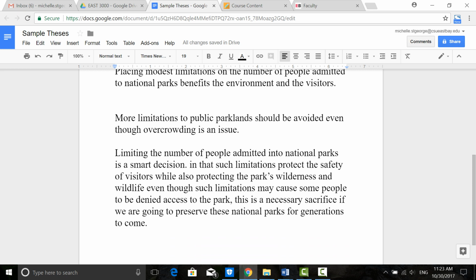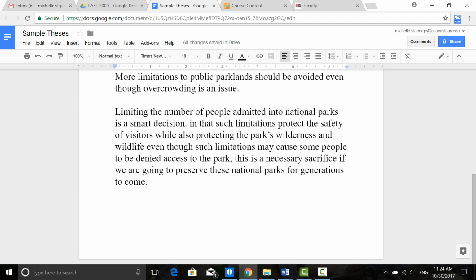Okay, let's look at our last 2. "More limitations to public parkland should be avoided even though overcrowding is an issue." This one again is low moderate. So they do take a clear stand. More limitations to public parks should be avoided. They have this counterpoint, though overcrowding is an issue, but we don't get much of their justification. We don't get much of their reasoning for this. They just say, more limitations to public parks should be avoided. It's like, why? Right?